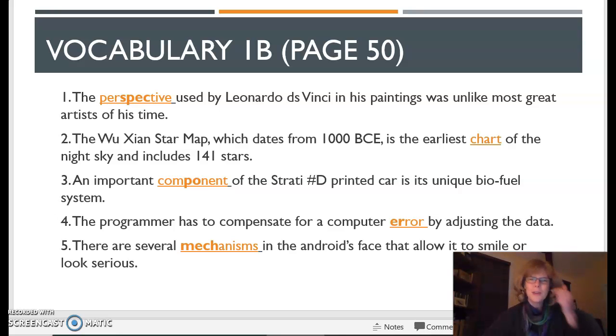So let's just review these words. Let's say them together. Say them with me. Try to get the stress in the right place. Perspective, chart, component, error, mechanisms.